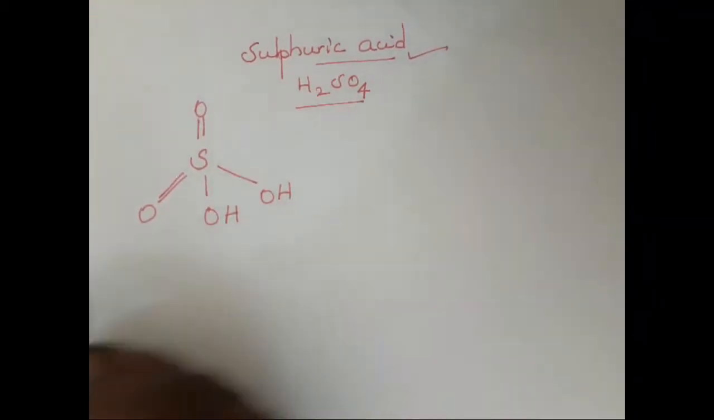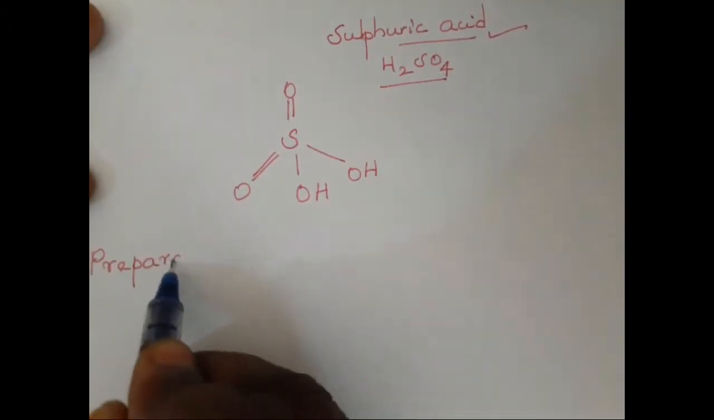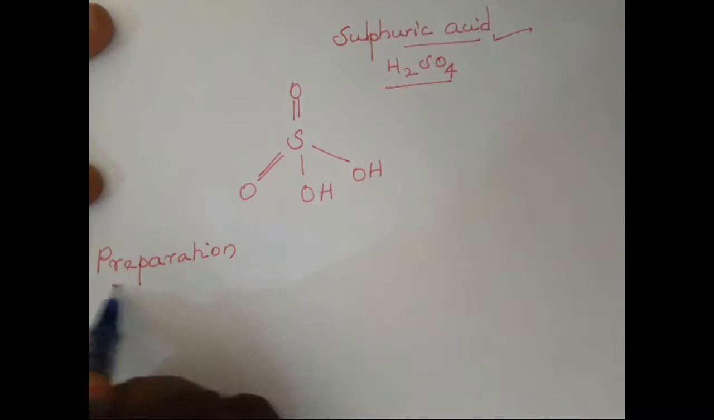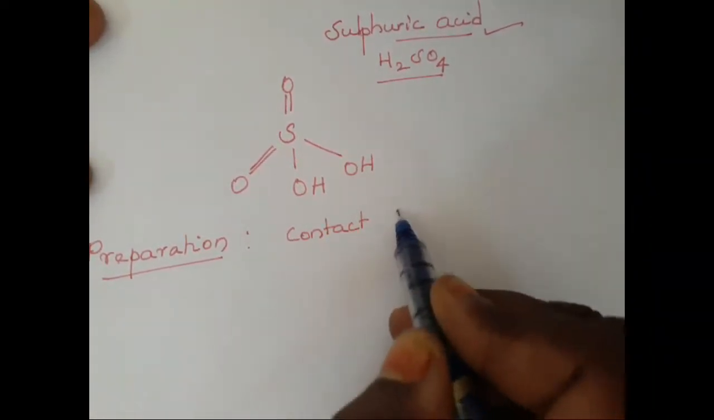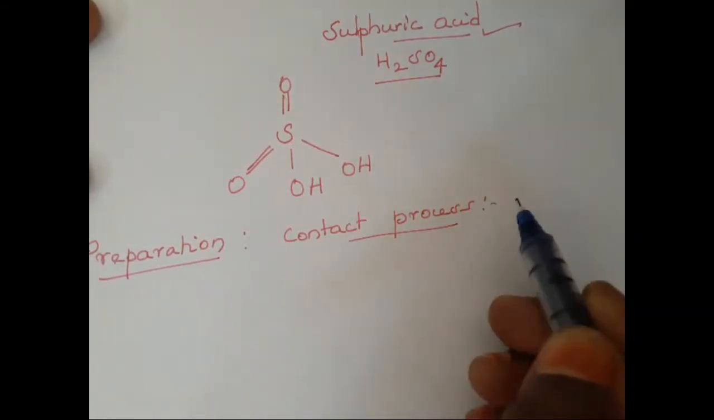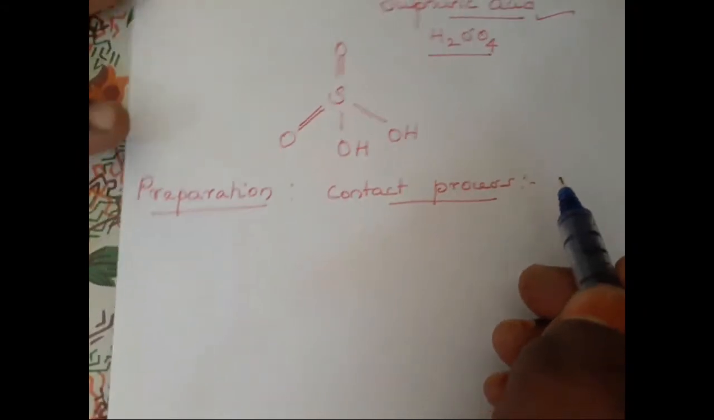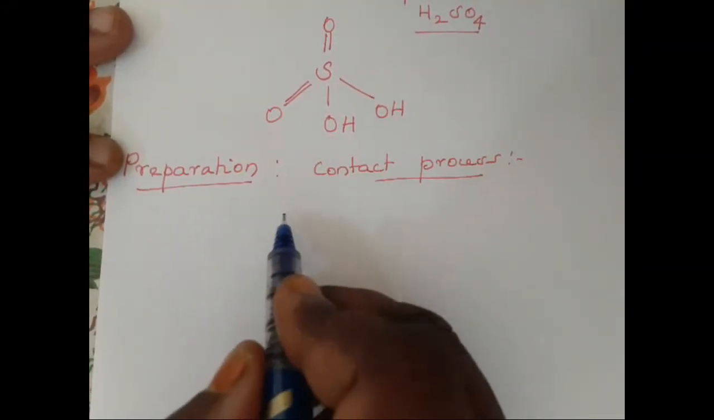Now let us see the preparation of sulfuric acid. You all know sulfuric acid is prepared by the contact process. It's a very important process. Now first let us see the equations that are involved in the contact process. Then we can see the apparatus used. Now let us see the equation.